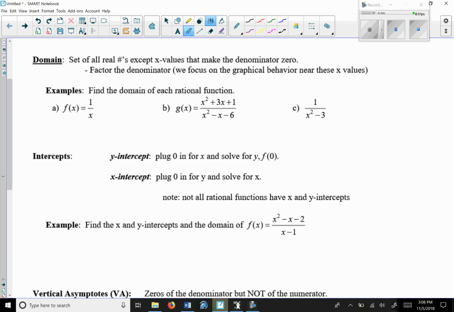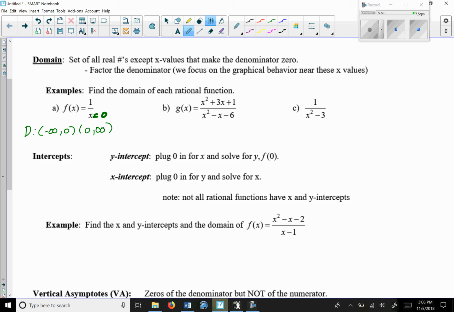So if I look at this first example, what makes my denominator equal to 0? I know that 0 makes x equal 0. So in this case, that means that the domain is going to be all real numbers except for 0. So negative infinity to 0 and 0 to infinity.